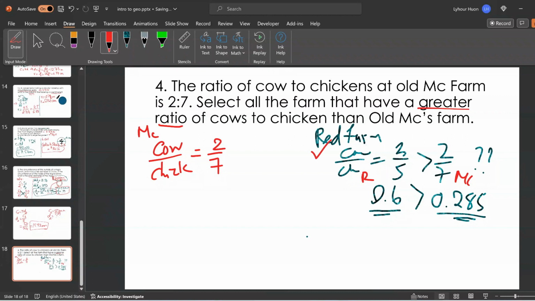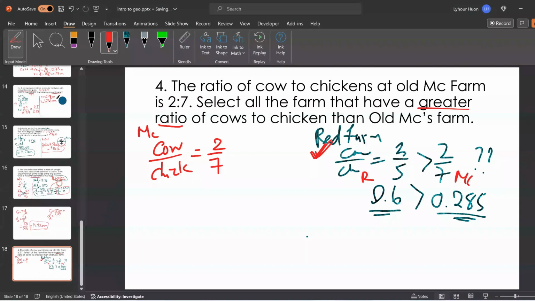Wait, the one you chose is not the correct one? I chose Pasture Farm and CNC. Okay, why? There should be a reason. I multiplied 2/2 and then just checked to see who had the biggest denominator. I was like, okay, that works. Okay, now we don't know that yet, but we check Red Farm. Red Farm is greater than Old McDonald's. So this is the answer. Please select the Red Farm as well.